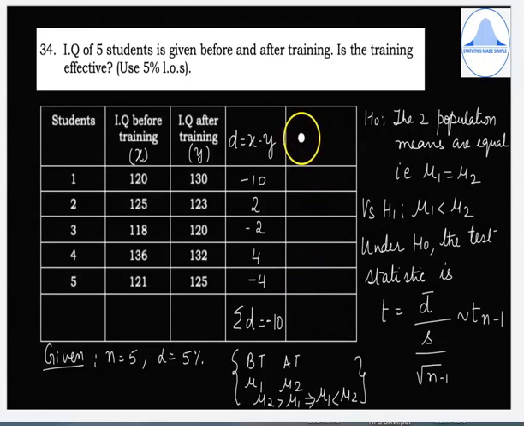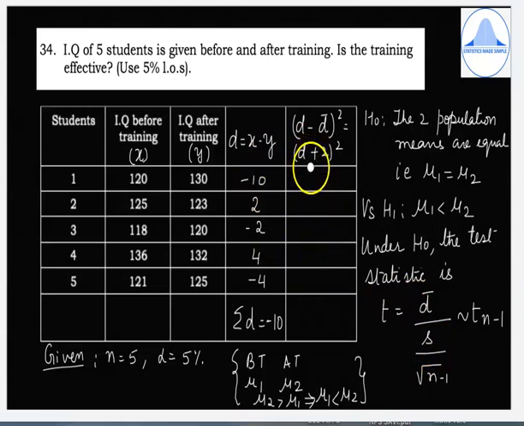We will also need D minus D bar the whole square, which in this case will be D plus 2 the whole square. This I will require for the calculation of S. So I am doing the calculation in this slide itself.